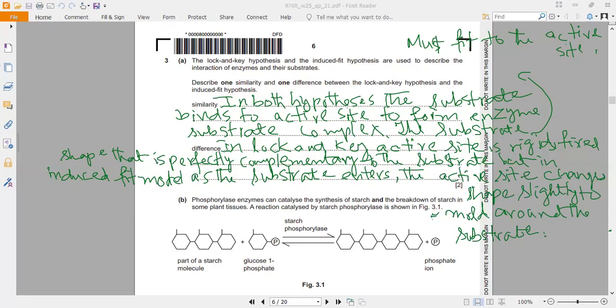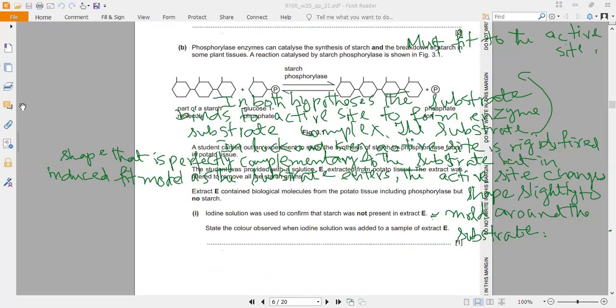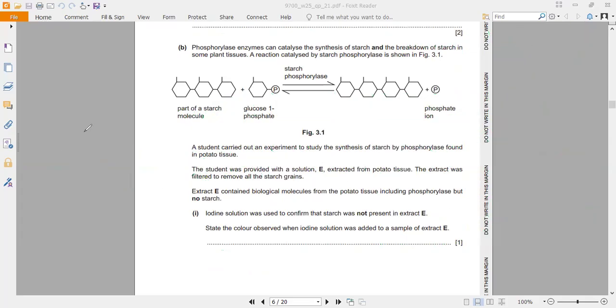So these are one similarity and one difference between them. Now moving towards the next question, part B. And in this, we can see an equation, figure 3.1, which has been written over there.